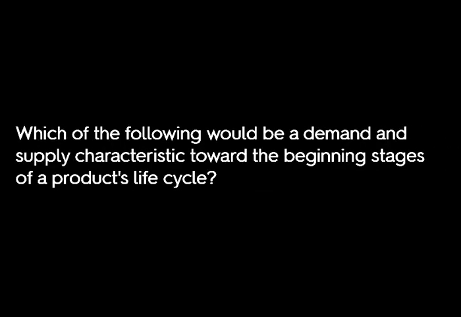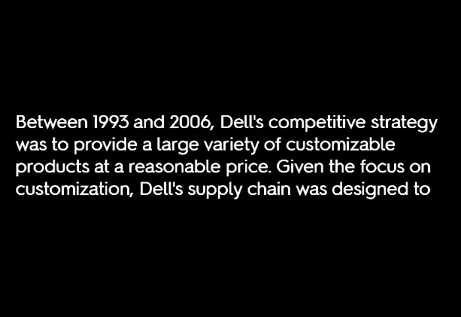Which of the following would be a demand and supply characteristic toward the beginning stages of a product's life cycle? Product availability is crucial to capturing the market. Between 1993 and 2006, Dell's competitive strategy was to provide a large variety of customizable products at a reasonable price. Given the focus on customization, Dell's supply chain was designed to be responsive.